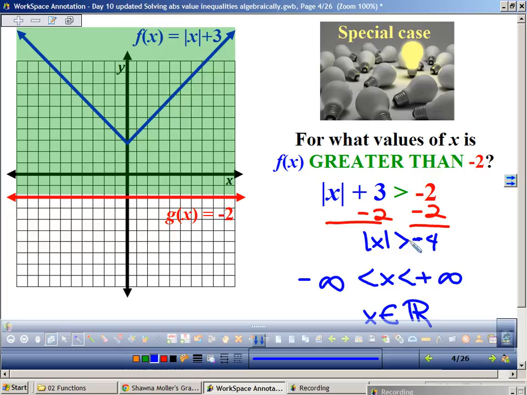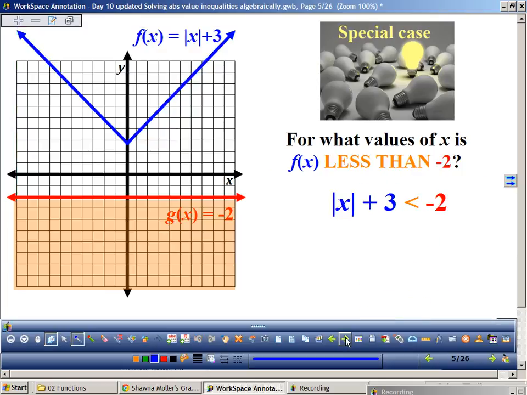Okay, I'm going to give you a chance to write this down, so just give me a second. Now let's look at the less than. So here's my absolute value graph, right here. Here's when it's equal to -2.